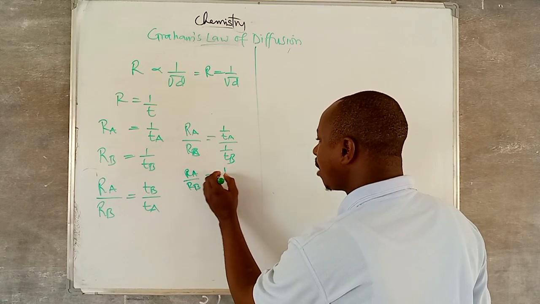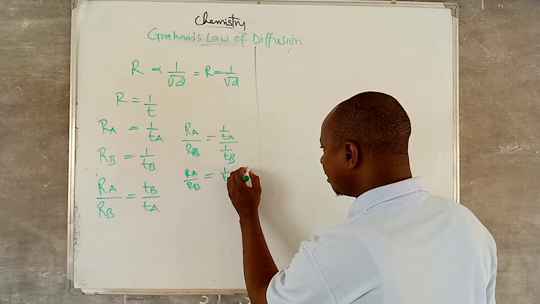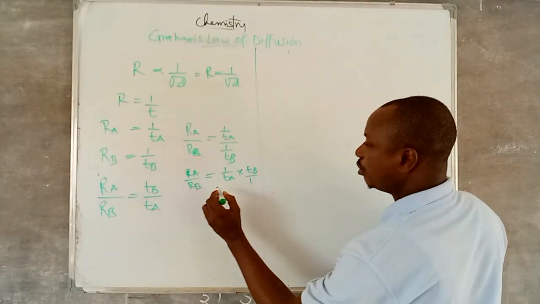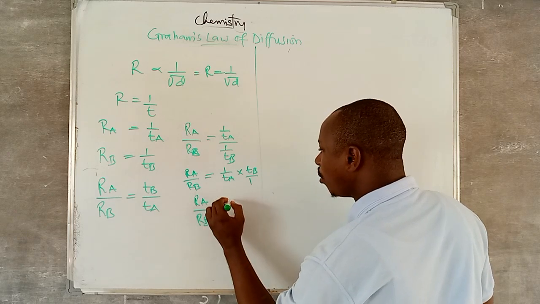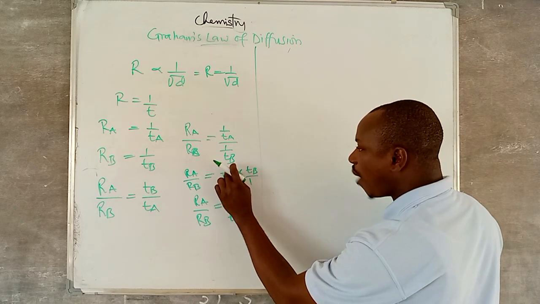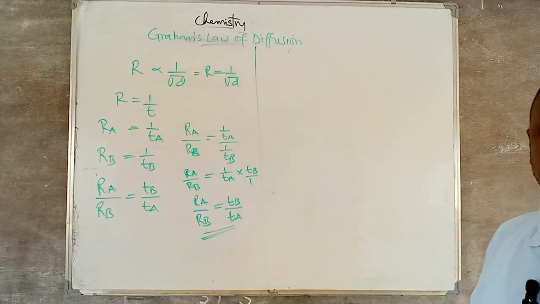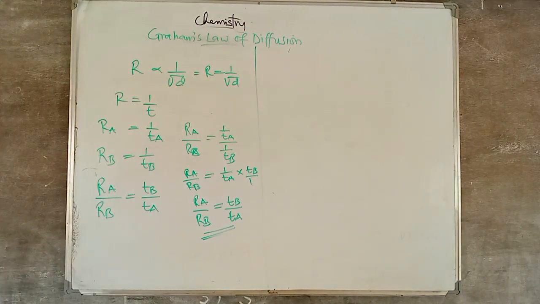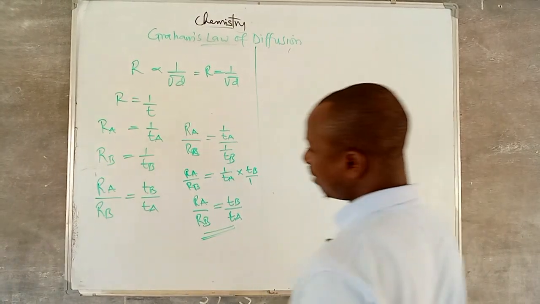So, if you are now checking it all over, mathematically, it then means that 1 over TA multiplied by TB over 1. Don't forget, you are now bringing this one up. So that is why it is rate A over rate B equals TB over TA. Because 1 times TB is TB. So don't forget this formula. And also, I know that rate is proportional to relative molecular mass.